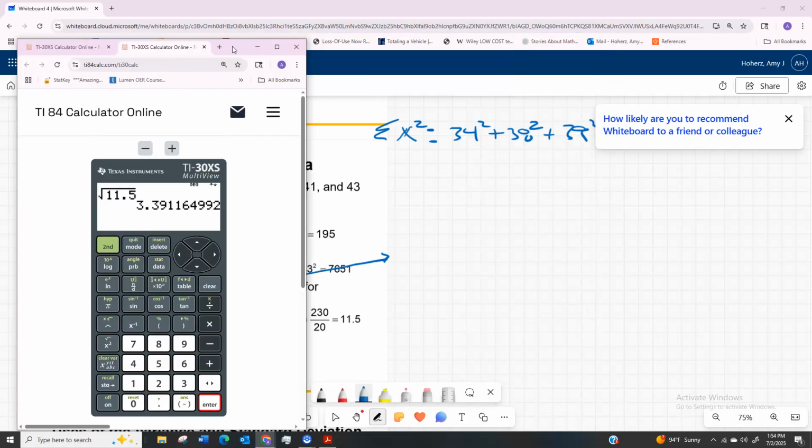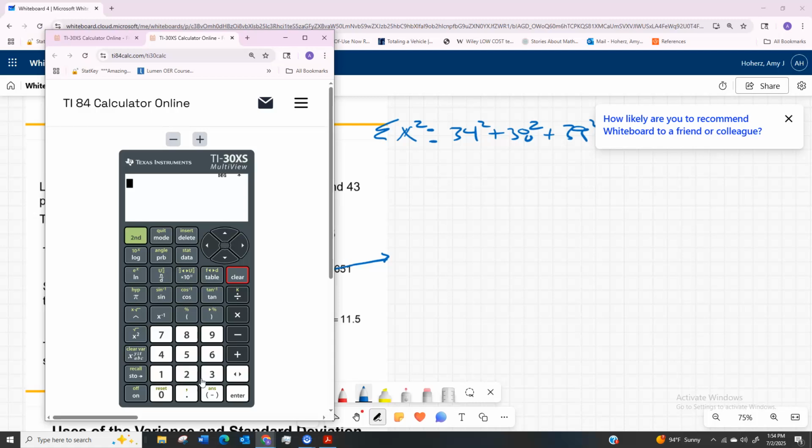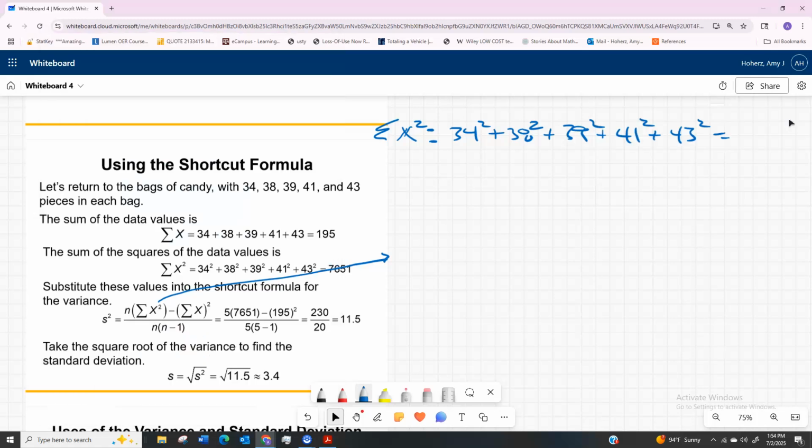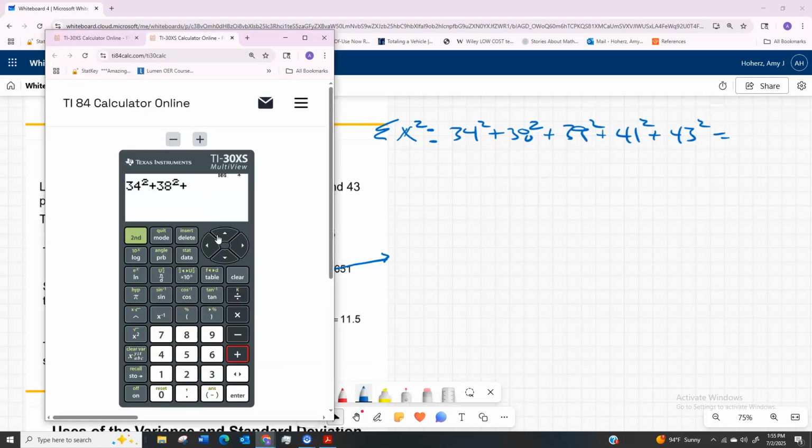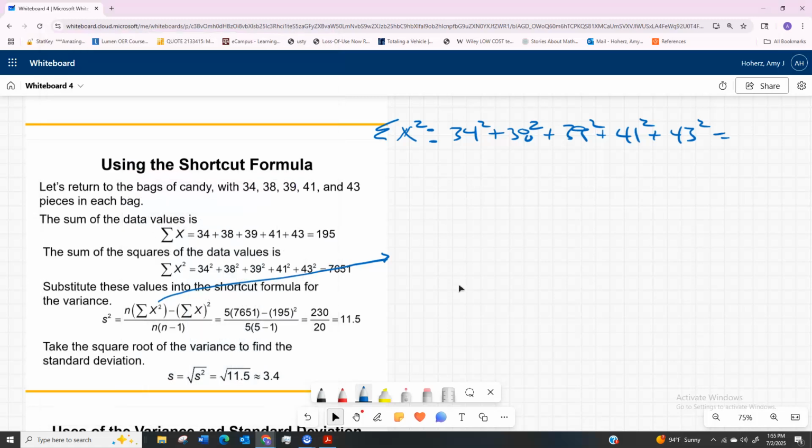So in this case, we're going to do 34 squared plus 38 squared plus 39 squared plus 41 squared plus 43 squared, and we hit equals. Okay? And that gets us 7,651. These are usually pretty large because we're squaring everything. All right, so if I square these and add them, I get 7,651.